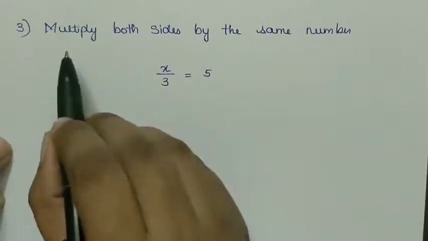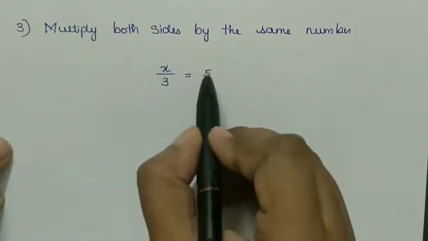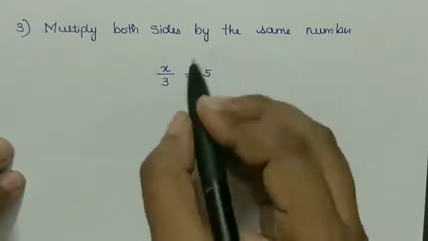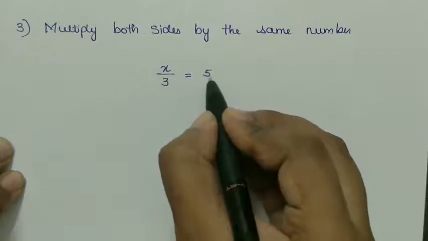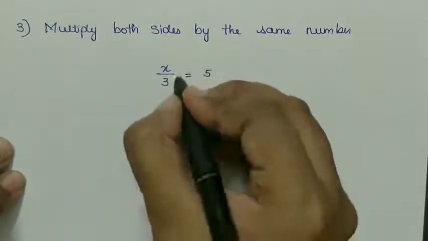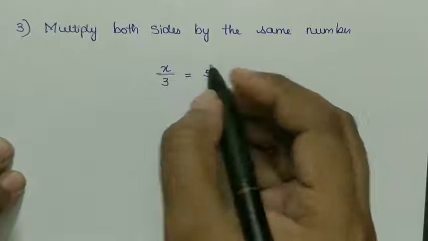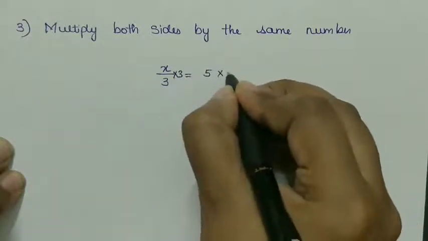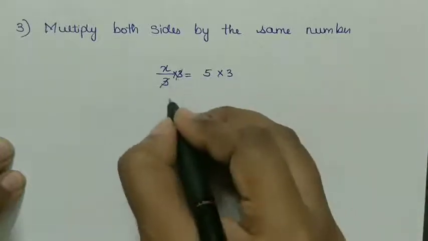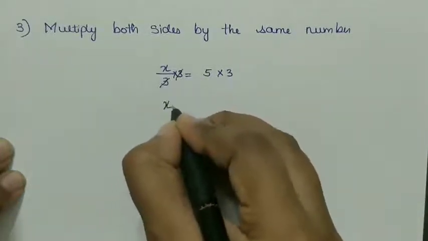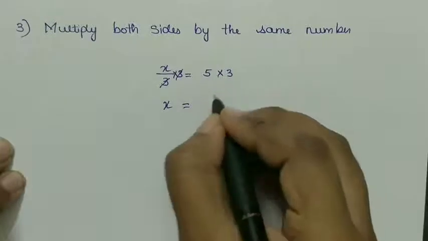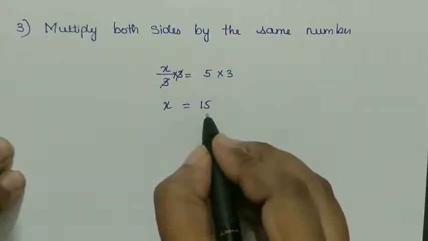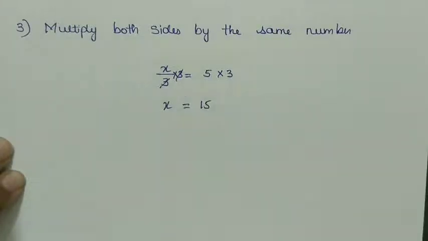Third rule, we can multiply both sides by the same number. Example, given equation x by 3 equal to 5. To solve this, multiply both sides with 3. Into 3, into 3. 3 cancel, remaining x equal to 5 3s 15. Therefore, x equal to 15 is the solution of the given equation.